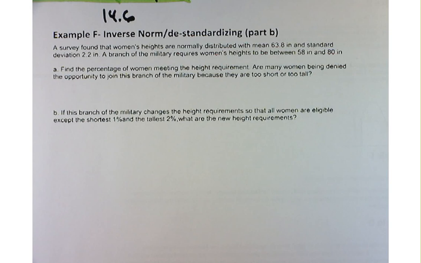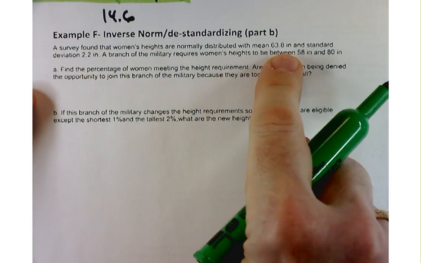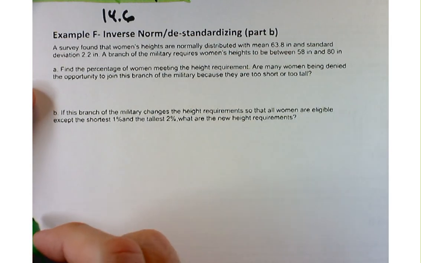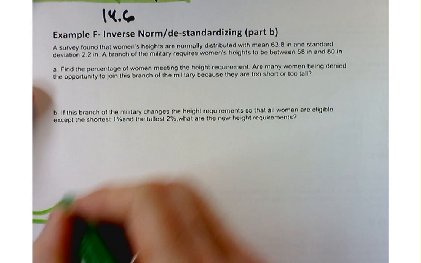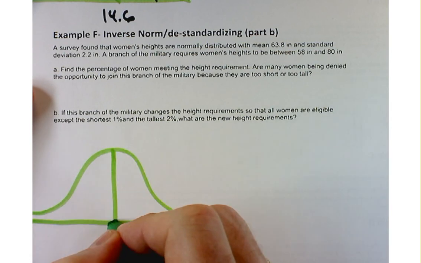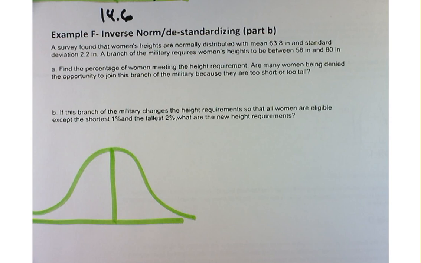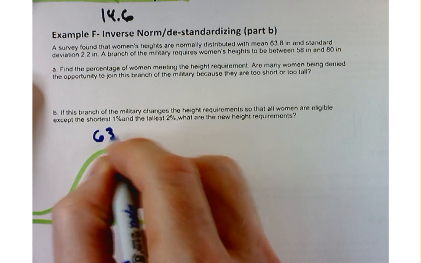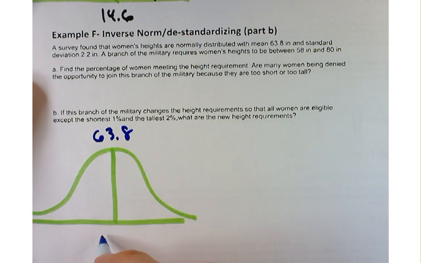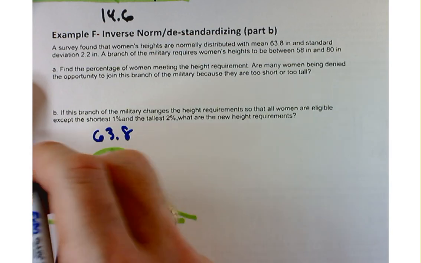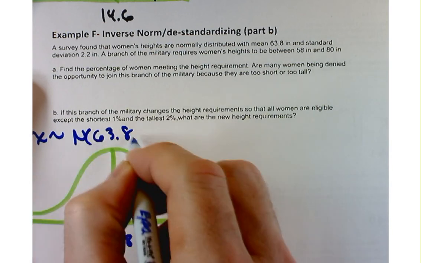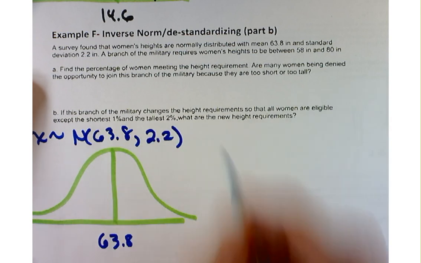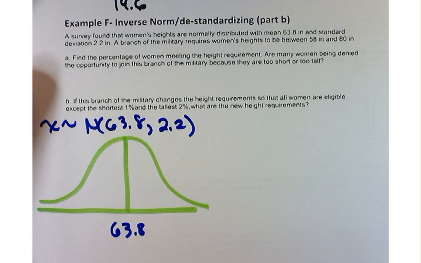So we've got women's heights normally distributed with a mean of 63.8 and a standard deviation of 2.2. The values Google was giving are a little bit more generous than that in terms of the standard deviation. So here's our 63.8. Let me just write X is distributed normally with a mean of 63.8 and a standard deviation of 2.2. That's not notation that the book uses, nor is it used on my stat lab.